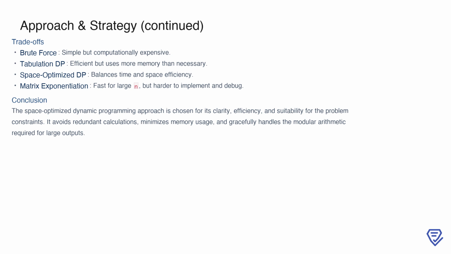Ultimately, the space-optimized dynamic programming approach is chosen for its clarity, efficiency, and suitability given the problem constraints. It avoids redundant calculations, minimizes memory usage, and handles modular arithmetic seamlessly, making it a robust and practical solution. Key insights include recognizing that the number of sequences depends only on the previous state, pre-computing knight moves for efficient transitions, and using modular arithmetic to manage large outputs without overflow.